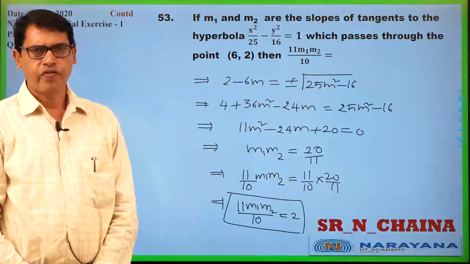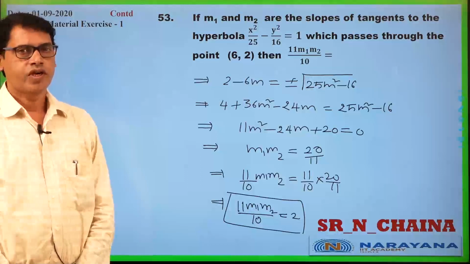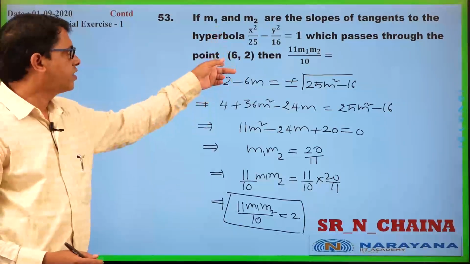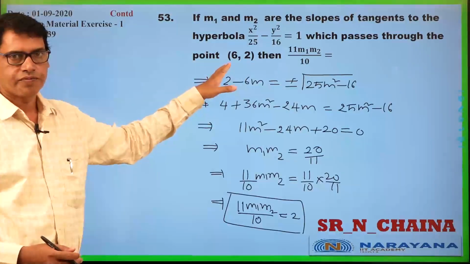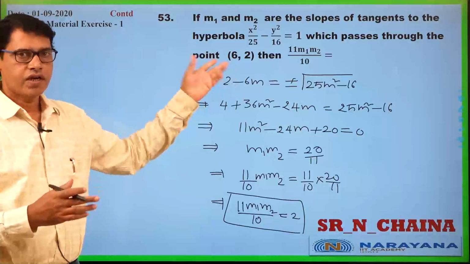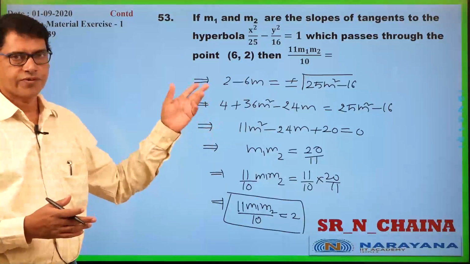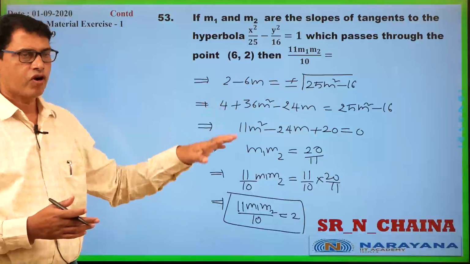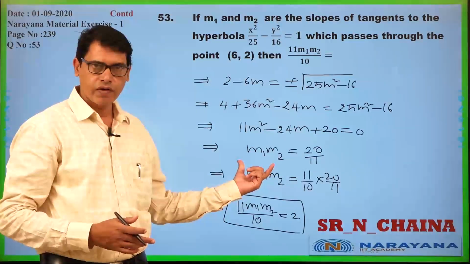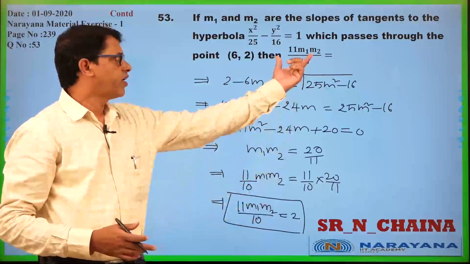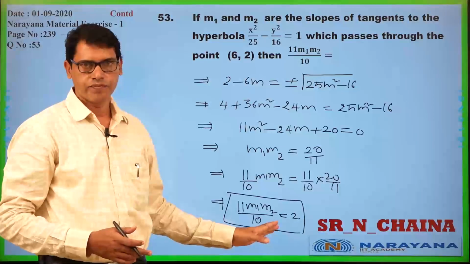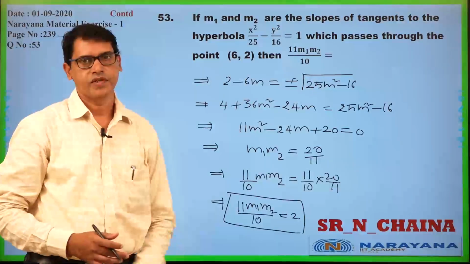Okay, again a simple one. So here, what was the question? Given the tangent is passing through the point (6, 2). Here, first take the equation of the tangent, then, since it passes through the point (6, 2), substitute in the equation. What do we get? We get a quadratic. From that we derive the value of m1 m2. Then apply here 11 by 10, m1 m2 value equals how much? 2. Okay? Yes.